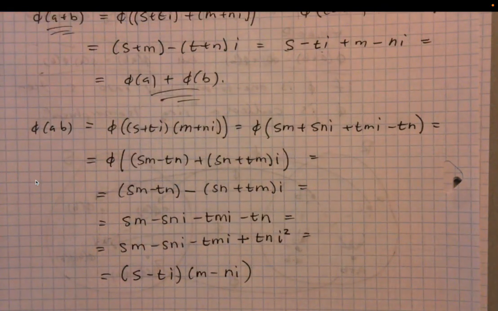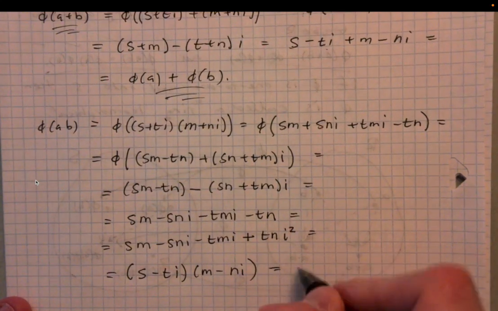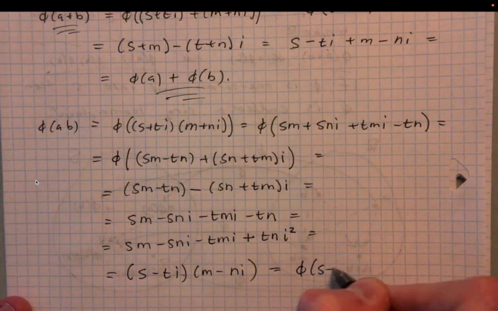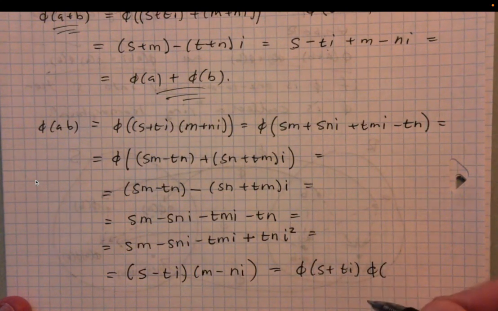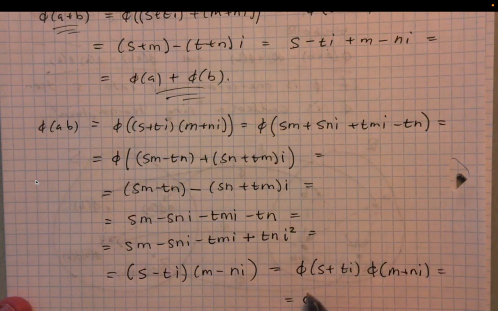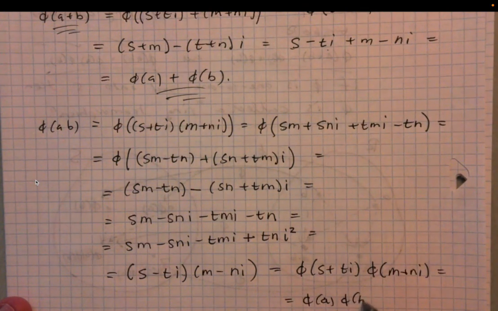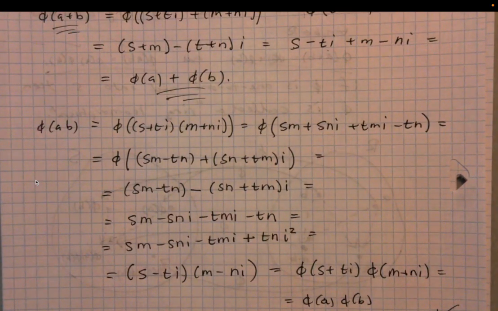Okay. And so yeah, just be careful when you go through that factor, make sure that that makes sense. But of course, this is just phi of s plus ti times phi of m plus ni, which is phi of a times phi of b, right? So there we go, we got that one. And again, the one-to-one and onto component can be shown. You can just spend your time on that one. That one's easy enough to show. Right, but that's a nice example.